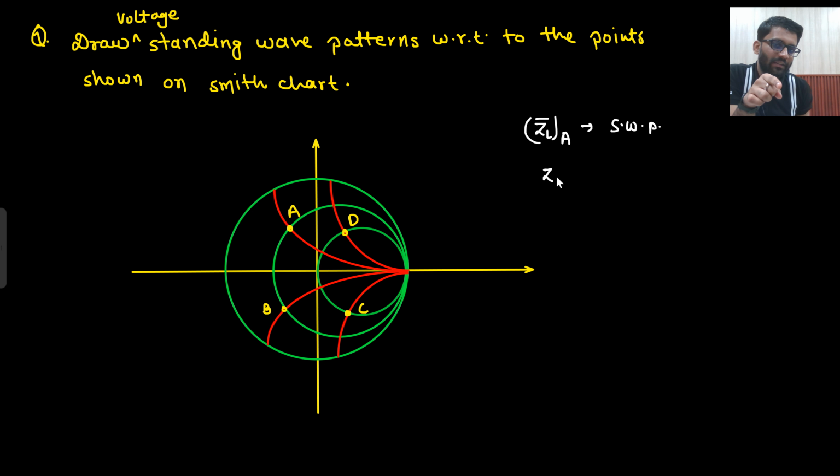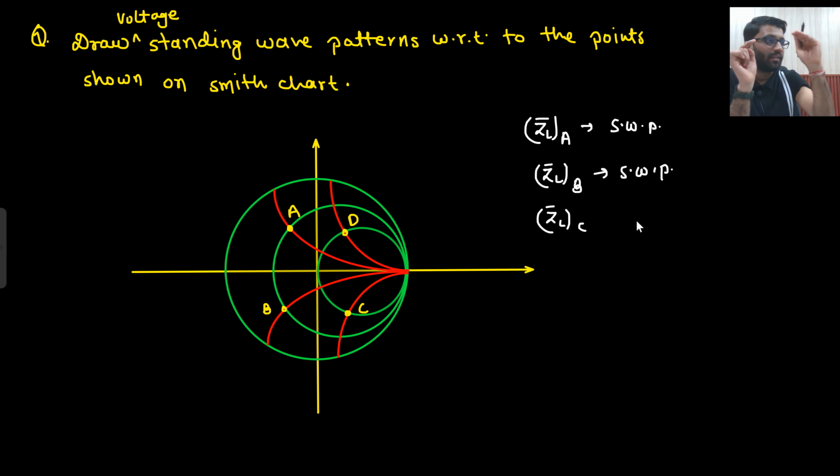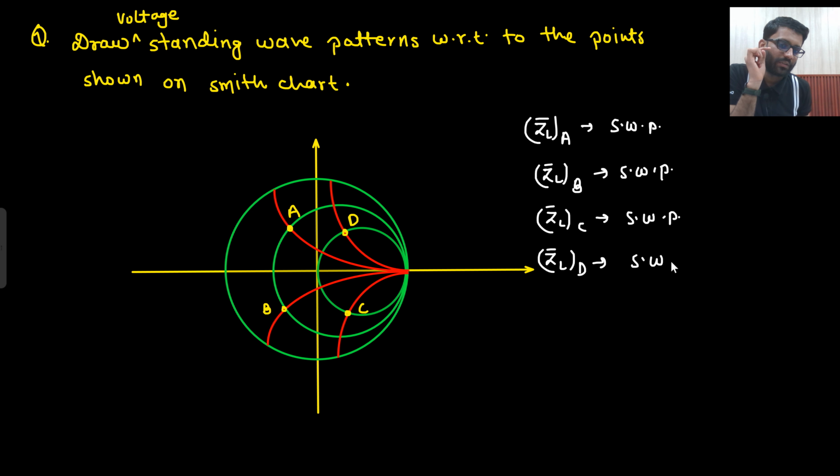If your load was D, then what will be your standing wave pattern? Or if it was B, then what would be your standing wave pattern? If it was C, then what would be your standing wave pattern? And take care of that lambda by 8, whether it will start from the midpoint or above the midpoint or below the midpoint. That is very, very important. Or it would be D. So what will be your standing wave pattern? These kinds of questions can certainly come in your examination in the near future. Okay, so draw it.